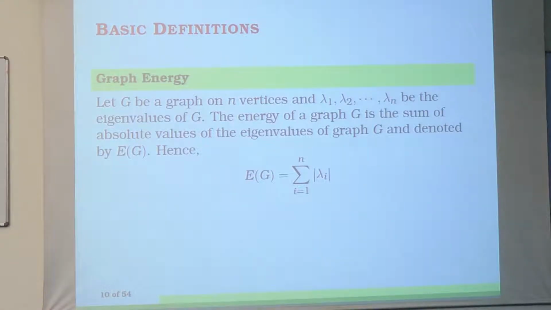Now, graph energy. For any graph G, the sum of the absolute values of the eigenvalues of G is defined as the energy of the graph. Why is the term energy used? Because the pi-electron energy of a molecule is the same as this, and that is why this is a way to study chemistry with the help of mathematics. Without entering a laboratory, we can have an idea of the energy of a molecular graph.